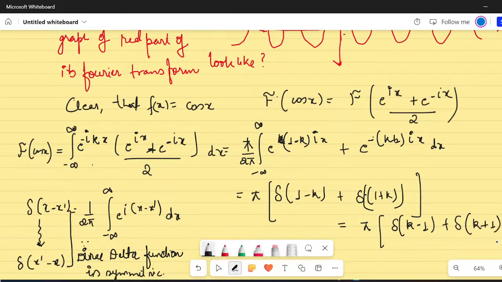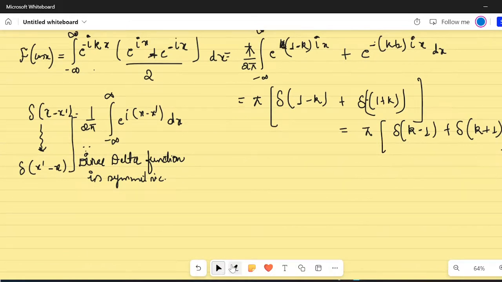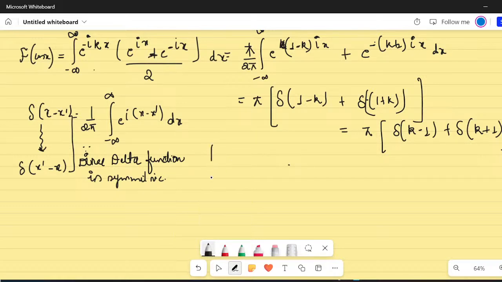So basically, if this is the graph that corresponds to somewhat like cosine of x, then its Fourier transform would be some linear combination of two Dirac functions. Right now they are placed at plus 1 and minus 1, so I'm just making a graph here. So this was your cosine of x.